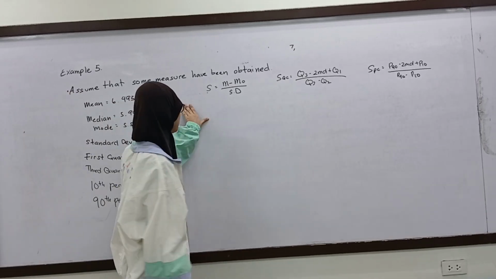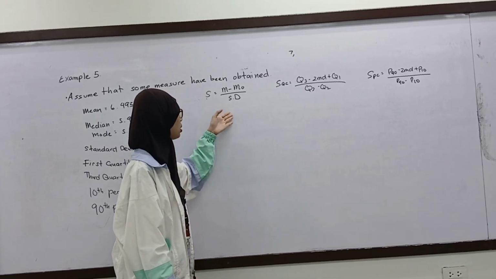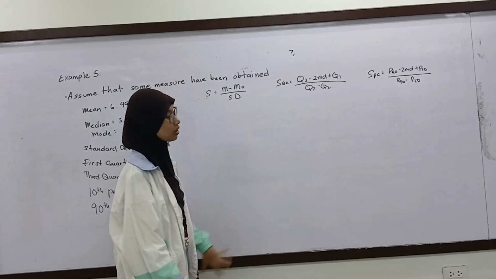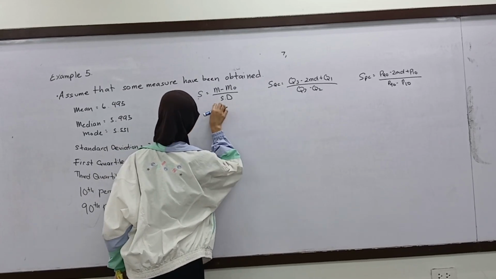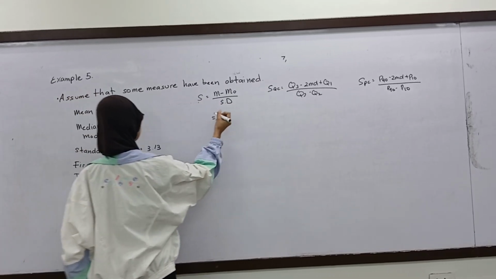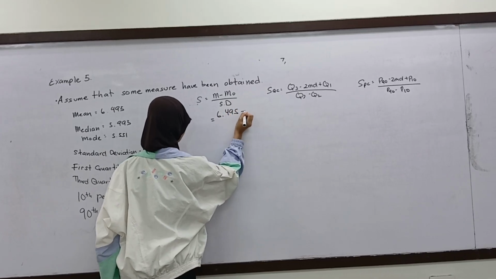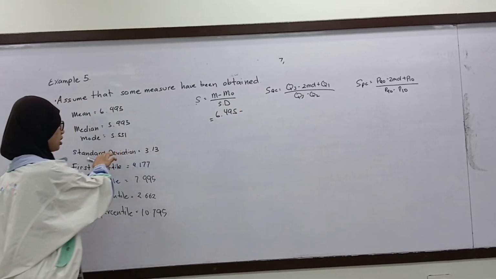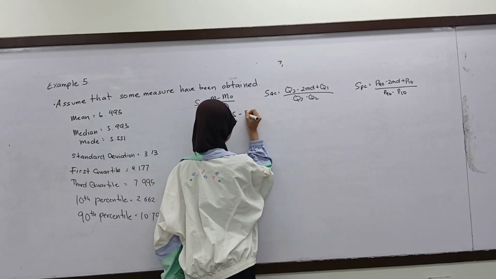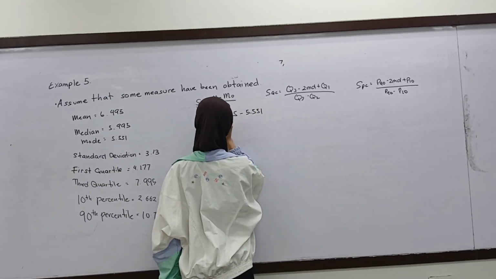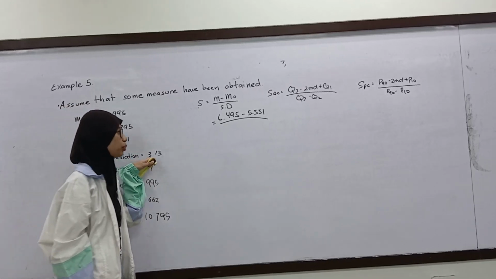To solve for the skewness, let's use this formula, which is skewness equals mean minus mode over standard deviation. So we're just going to substitute this. The mean is 6.495 minus the mode, which is 5.551, over the standard deviation, 3.30.